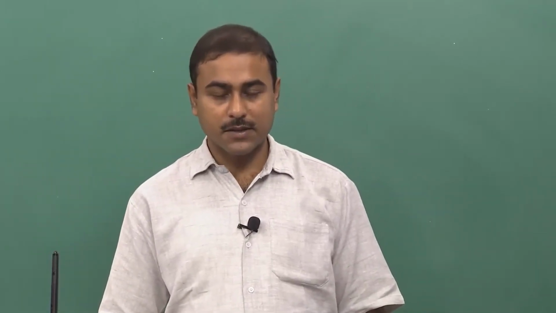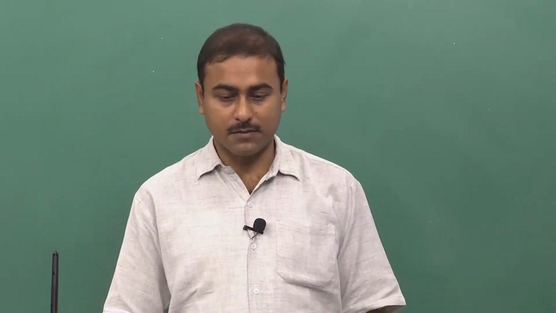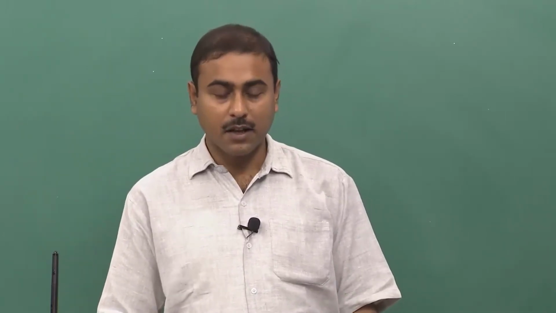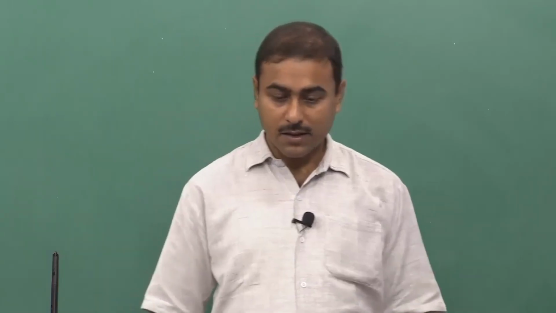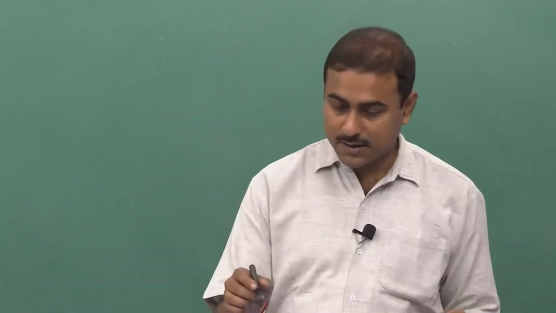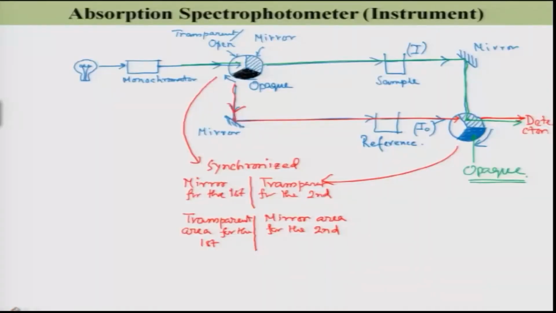Until lecture 4, we discussed several topics on absorption, and we ended with the double beam spectrophotometer. Here, I was discussing this double beam spectrophotometer, and we discussed the role of this transparent part, the role of this mirror part over here, but I have not discussed yet the role of this opaque part. So, we can discuss the role of this opaque part.